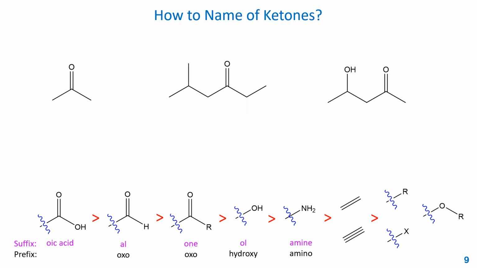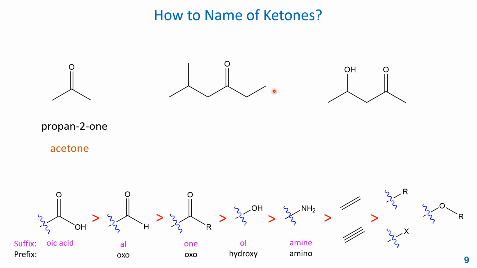Let's look at the ketones. A ketone will have a carbonyl, okay, connected to 2 other carbons. This is the simplest ketone, okay. It's called propan-2-one. Prop is the prefix of the parent, 3 carbons. 2 is the location of this carbonyl. So propan-2-one. The common name is acetone. Okay, that's a very common organic solvent.